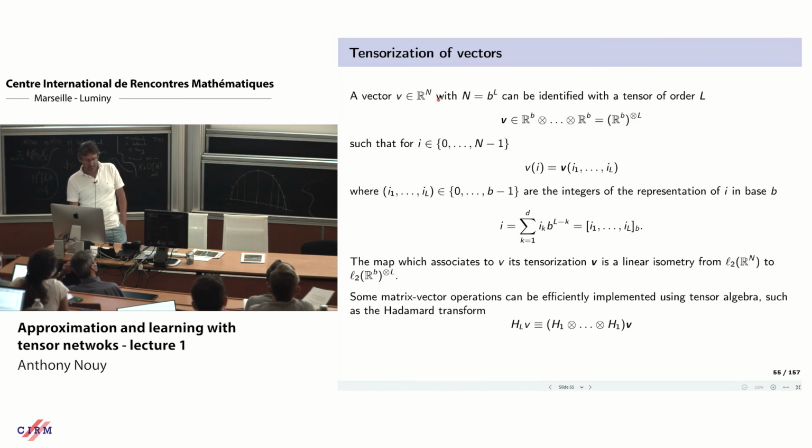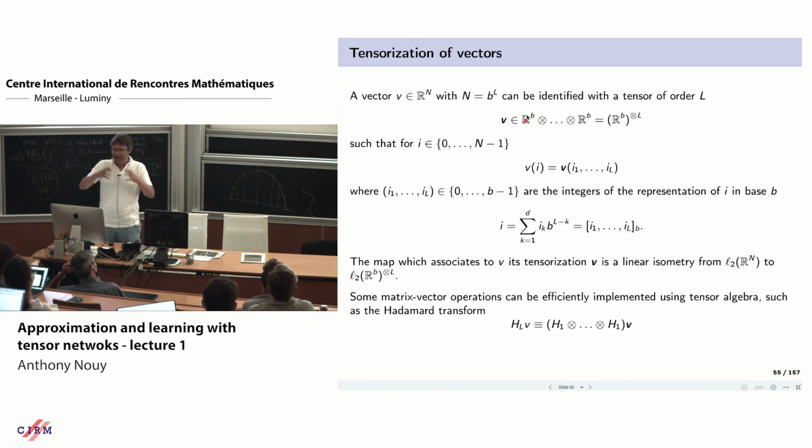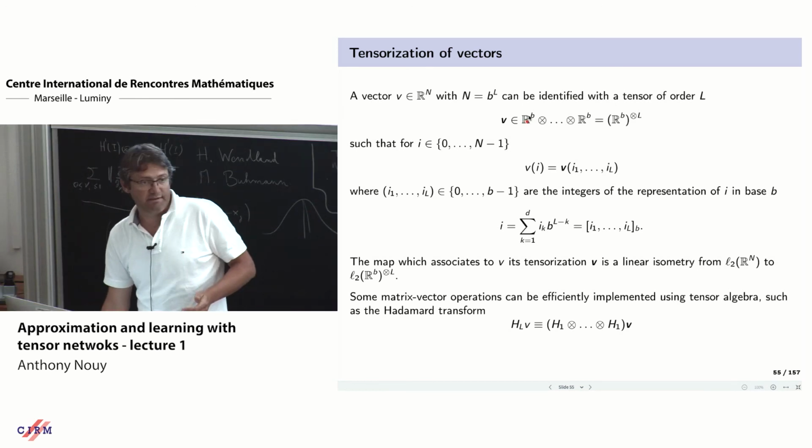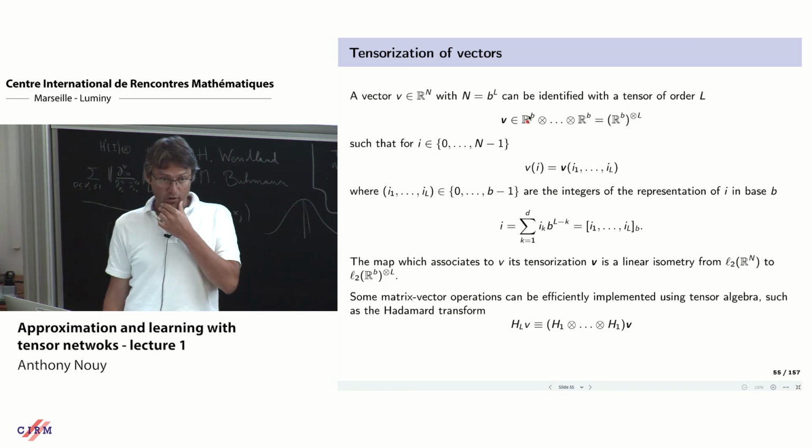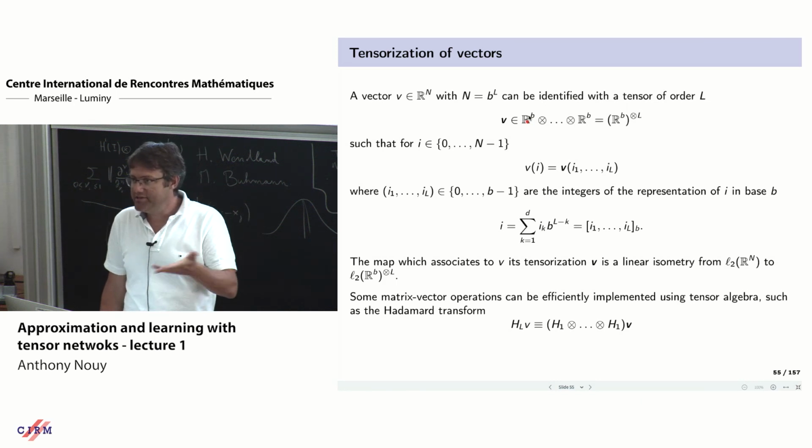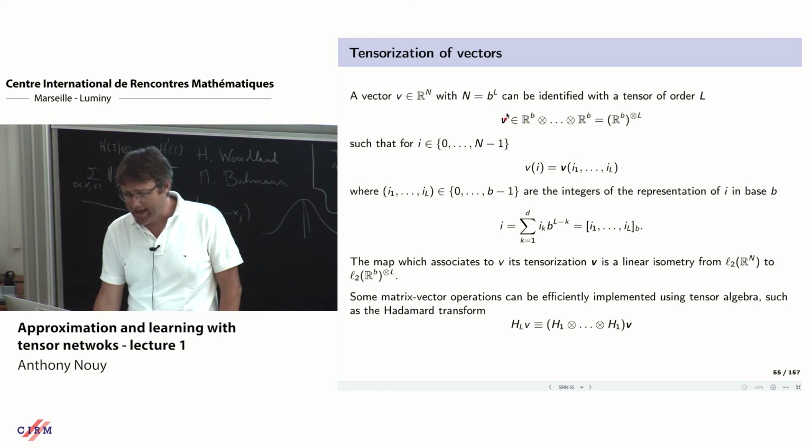Take a vector v in R^n, n equal to an integer b to the power L. So it's a vector with b to the power L entries. Clearly, this can be identified with a tensor by a reshaping. If you reshape this object as an array of size b times b times b times b, you end up with a tensor of order L. This is what you obtain in Python with a reshape, and you will use it in the hands-on session tomorrow. So I had a vector, I reshape it, I obtain a tensor.